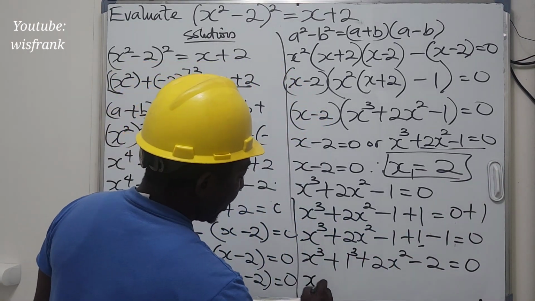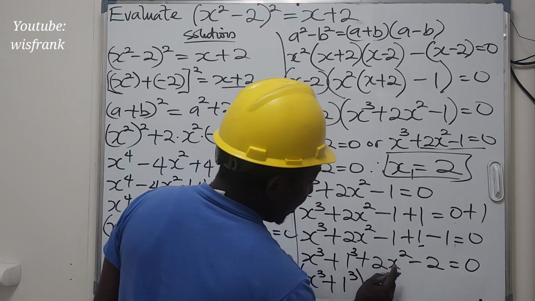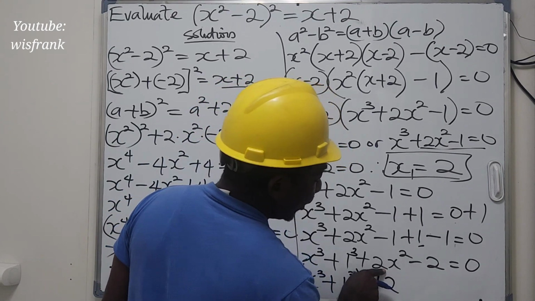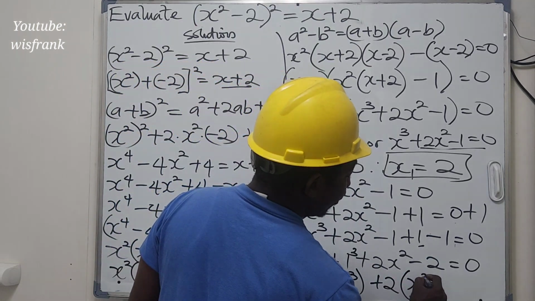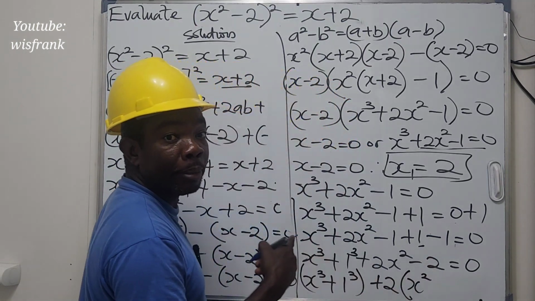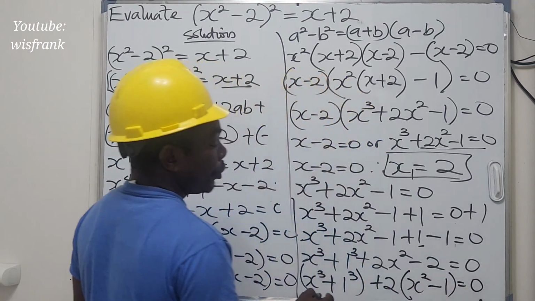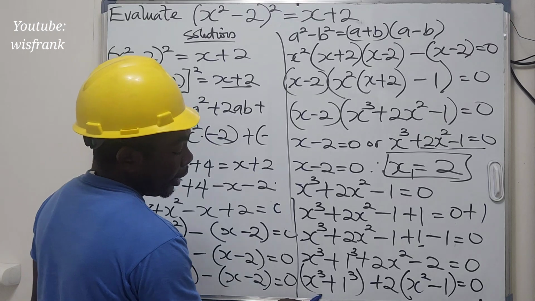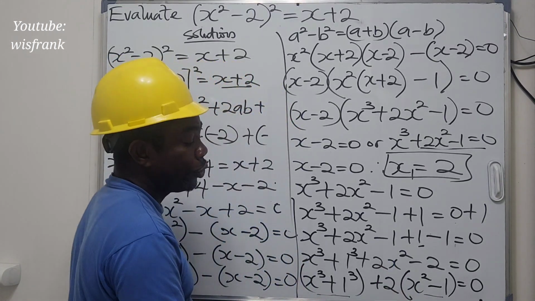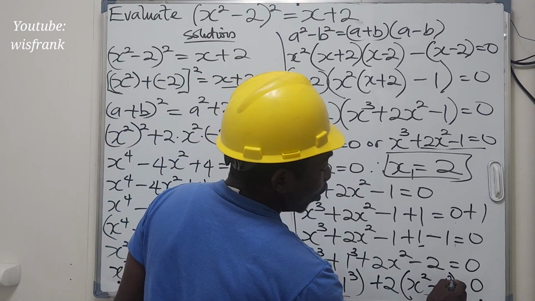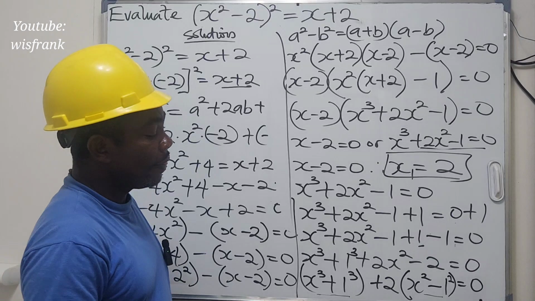So this will become x to the power of 3 plus 1 to the power of 3. Then here is plus 2, and 2x to the power of 2 divided by 2 will give us x to the power of 2. So we have minus 2 divided by 2, which will give us minus 1, all equals to 0. So here we can see that we have the parenthesis here and also parenthesis here. So we have x to the power of 2, and this one can also be written as 1 to the power of 2 so that it will be easier for us to further simplify this equation.